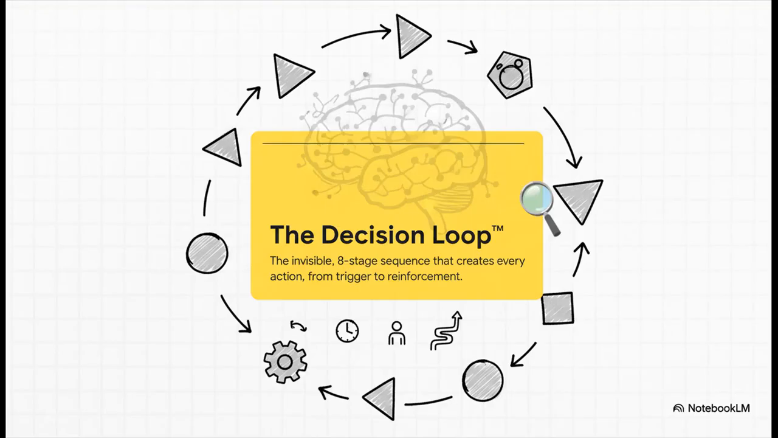So the key to cracking this whole paradox is this concept called the decision loop. I want you to think of it like the operating system that's just running in the background of your mind. It's a framework that maps out this invisible but totally predictable 8-stage sequence that drives every single action you take.